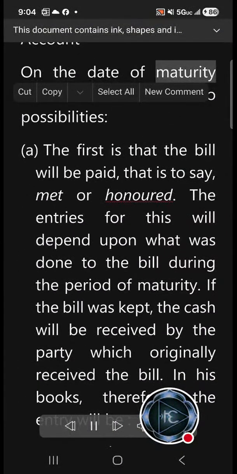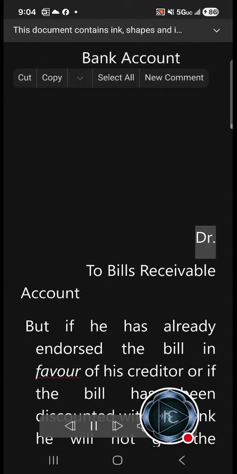On the day of maturity, there will be two possibilities. The first is that the bill will be paid, that is to say, met or honored. The entries for this will depend upon what was done to the bill during the period of maturity. If the bill was kept, the cash will be received by the party which originally received the bill. In his books, therefore, the entry will be bank account debit to bills receivable account.